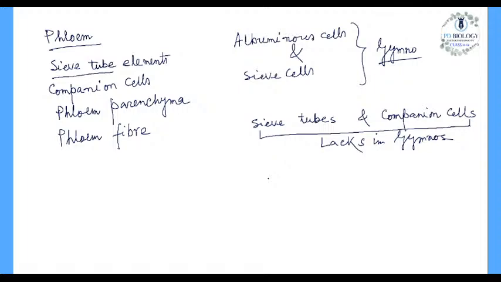A mature sieve element has a peripheral cytoplasm and a large vacuole. So in case of a mature sieve element, there is only peripheral cytoplasm with a large vacuole, and it lacks a nucleus.